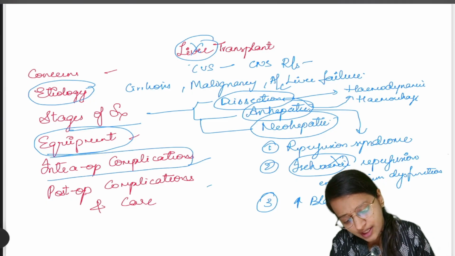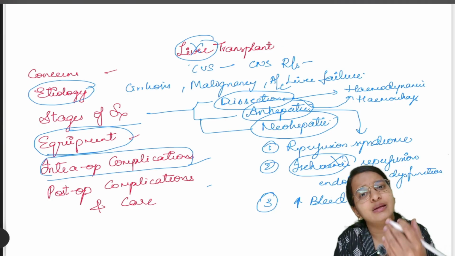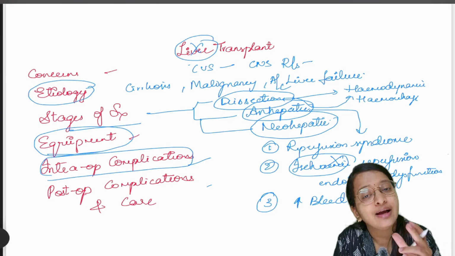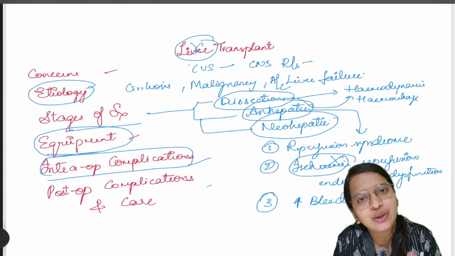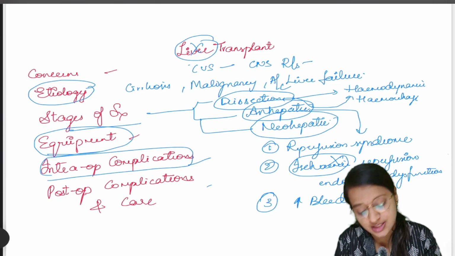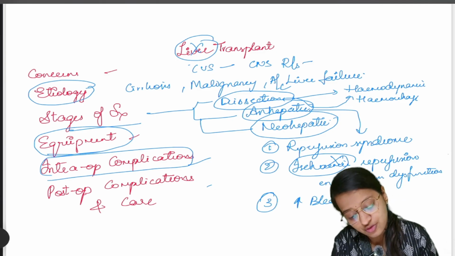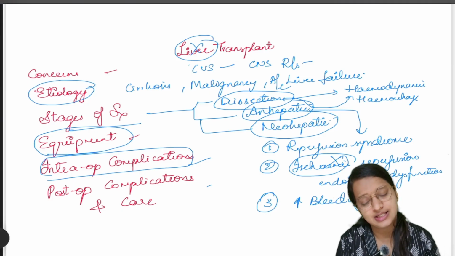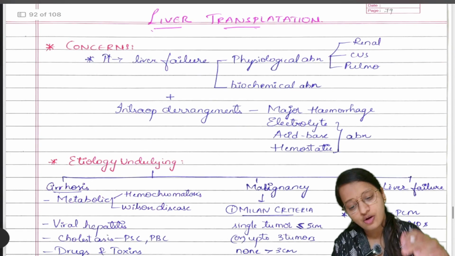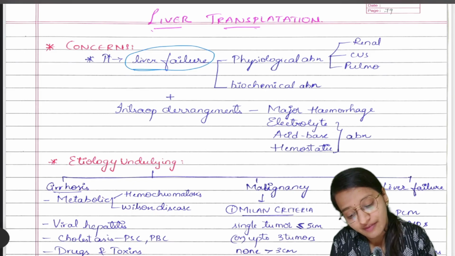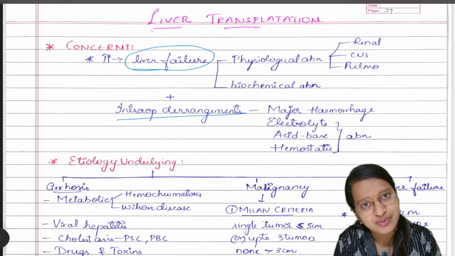And coming to intra-op complications, same. We have already read it. So there will be hemorrhage, metabolic and electrolyte disturbances, and we have to prevent hypothermia. We have to maintain normothermia because hypothermia increases the bleeding. We have to maintain adequate cerebral perfusion pressure in those patients. Otherwise, the complications will increase, right? And coming to post-operative complications and care, we will discuss in detail. So, my concern for liver transplant is that the liver is already in failure, and along with that, there will be added intra-op derangements. Okay.